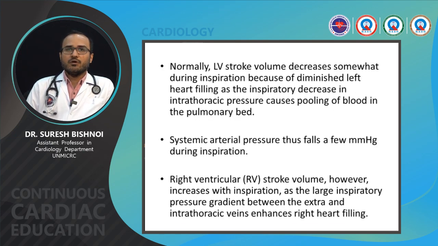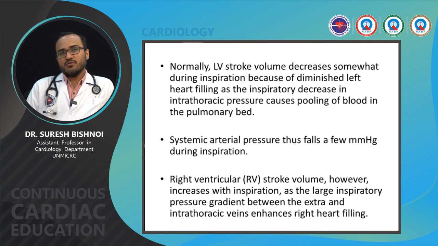So what happens normally? Normally LV stroke volume decreases somewhat during inspiration because of diminished left ventricular filling, as the inspiratory decrease in the intrathoracic pressure causes pooling of the blood in the pulmonary bed. And this inspiratory pooling of the blood in the pulmonary bed causes a decrease in the LA and subsequently LV filling. So the systemic arterial pressure falls by a few millimeters of mercury, normally less than 10 millimeters of mercury. This is a normal phenomenon.